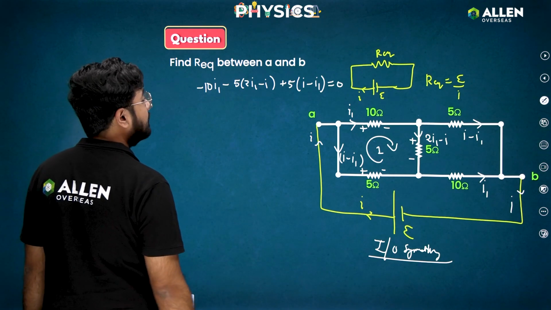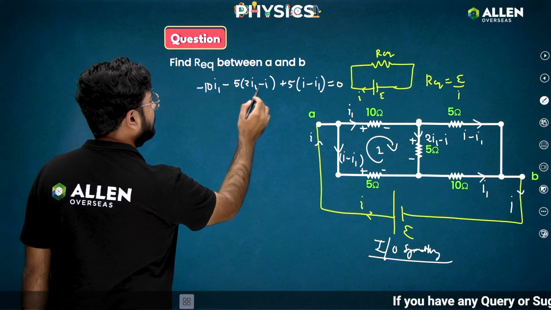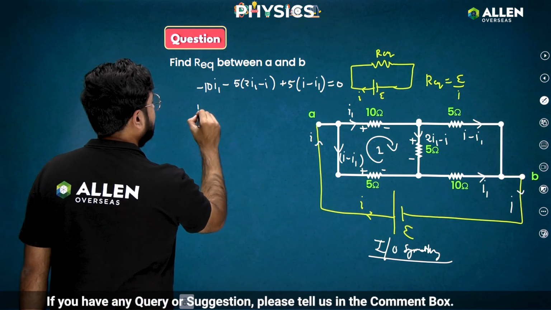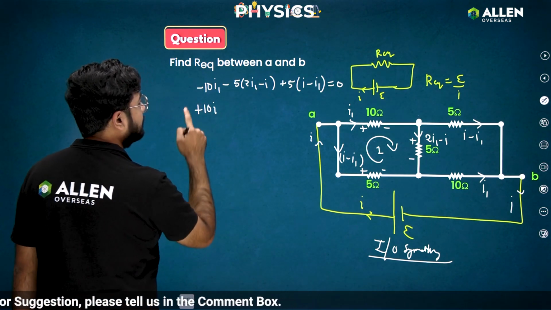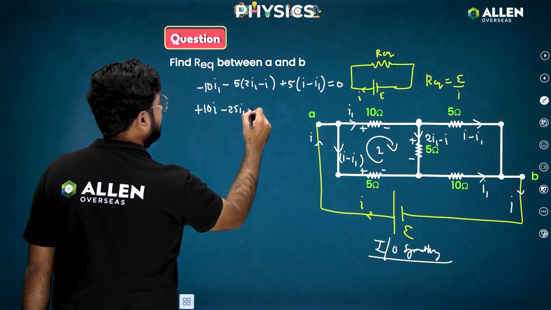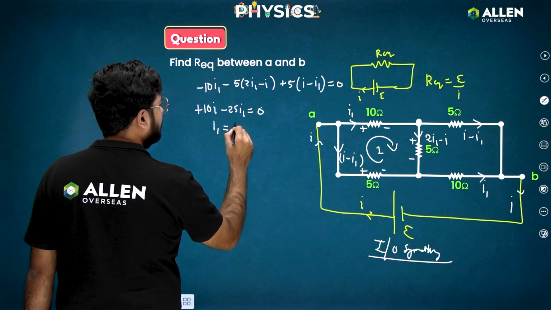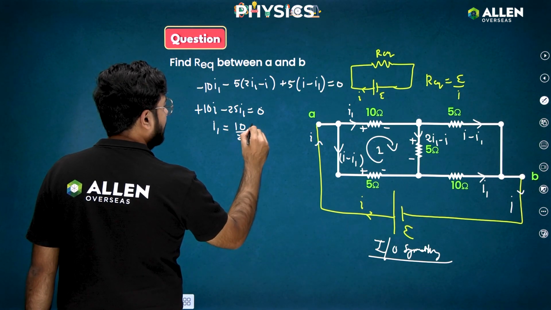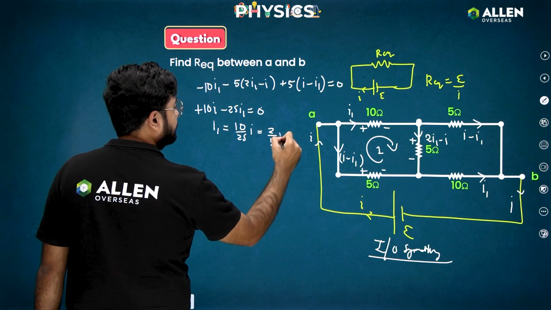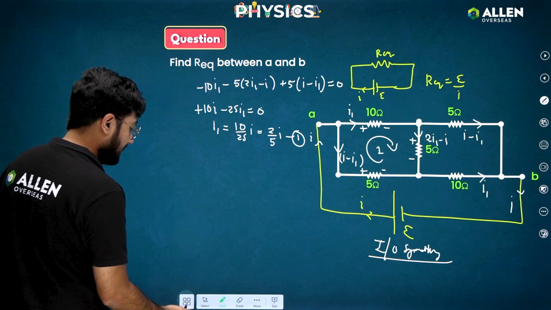Let me just write it in a simpler way, simplify it. So this thing will be equal to, we have I1 and I, that is plus 10I. This is minus 10 and minus 5. Minus 25 I1 is equal to 0. So I1 from here will be equal to 10 by 25 I, right? Or 2 by 5 I. Check. Yeah, definitely.